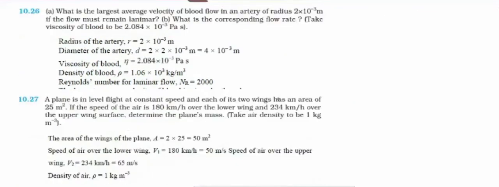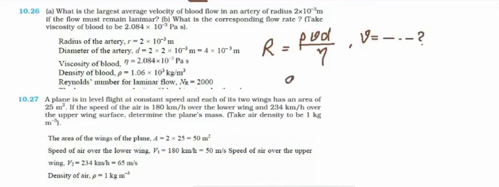Then question 26, again same, you have to use R is equal to rho Vd by eta, so that velocity V you can calculate, substitute the values and find velocity V. And what is the corresponding flow rate? Again, rate of flow is equal to AV. So you can substitute the values and find the value of flow rate also.